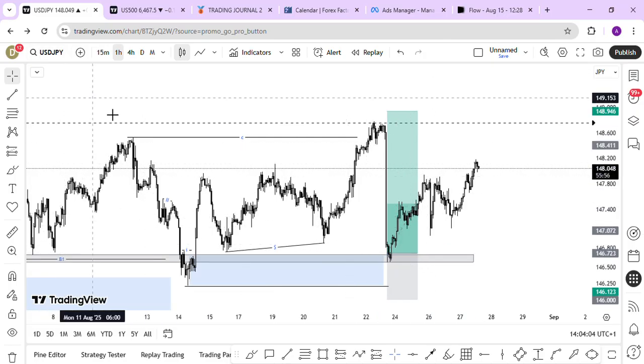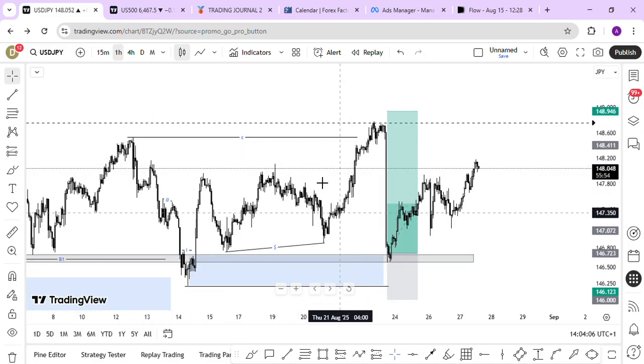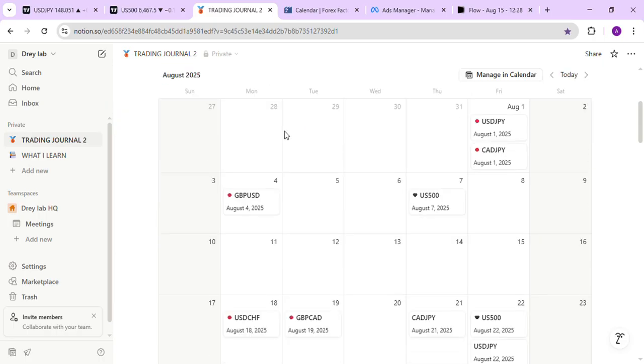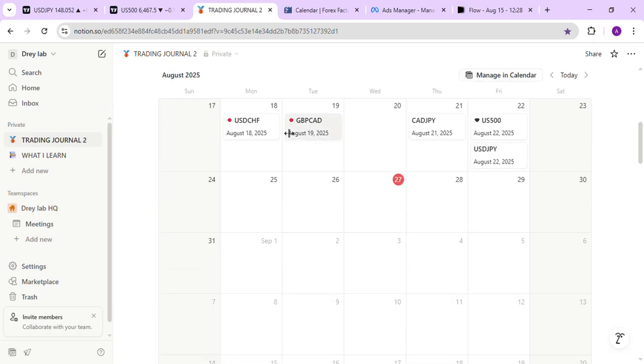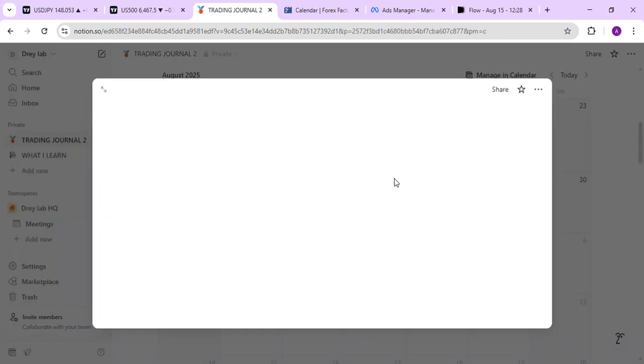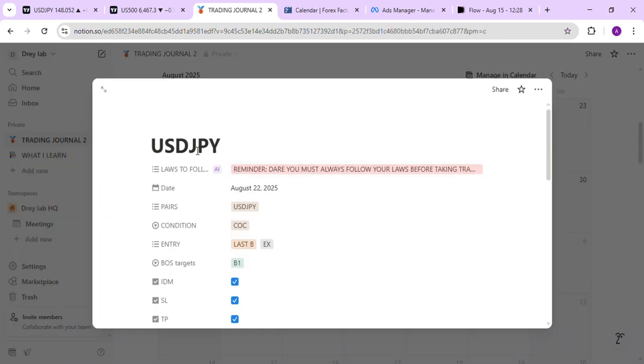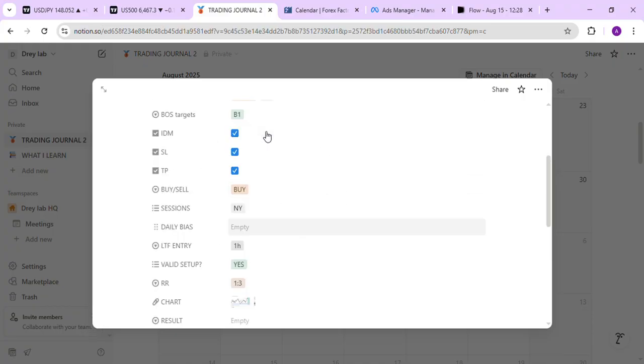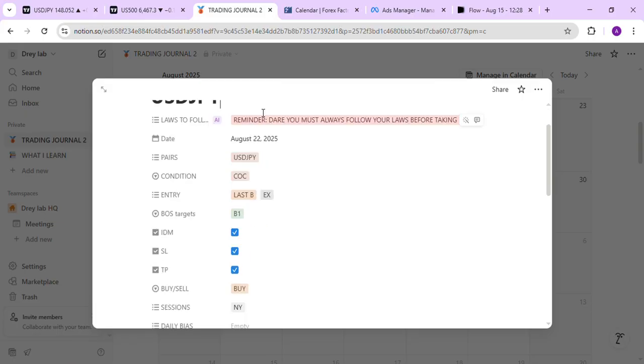So this is USD JPY. I use Notion. You can go to notion.com or you download the app. I use Notion to journal my trades. In this trade you can see this is GBP USD and USD JPY, the one I actually traded that I showed you recently. So I will start from this. This is how I do it.